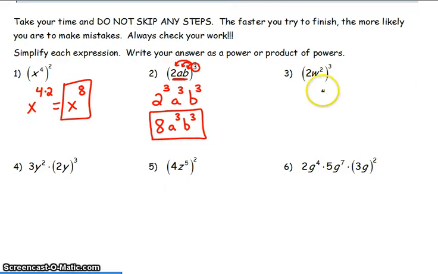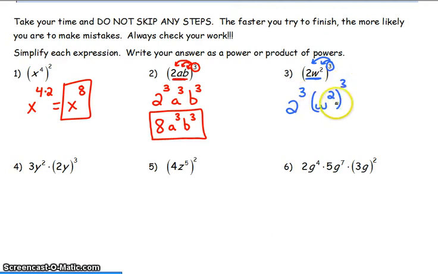Number 3 is actually a combination of the 2 concepts from today. The first thing I want to recognize is that this exponent is outside the parentheses, and I'm multiplying 2 things together inside the parentheses. That means that I have to apply this as an exponent to both terms in the parentheses. So again, the 2 is raised to the 3rd power, but this time I also have to raise w to the 2nd to the 3rd power.